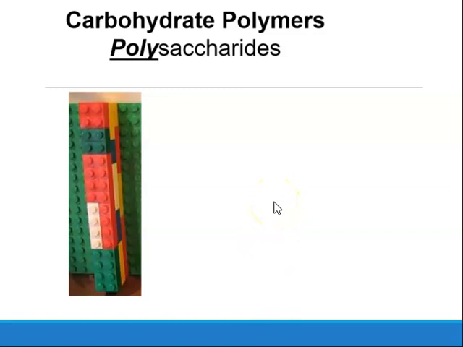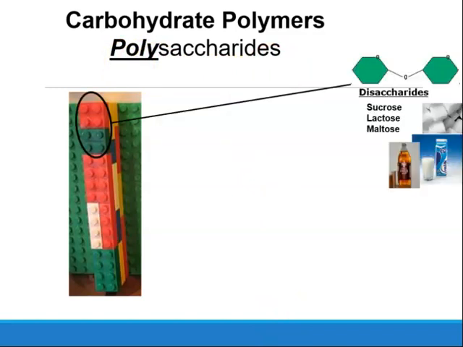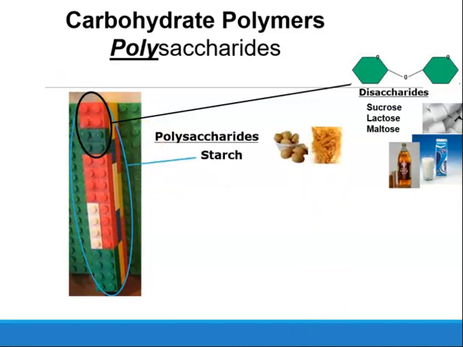So large molecules of carbohydrates are called polysaccharides. Poly means many. So here we have two disaccharides. Examples of disaccharides include sucrose, lactose, and maltose. And then we have many of those disaccharides or monosaccharides coming together to form a polysaccharide.